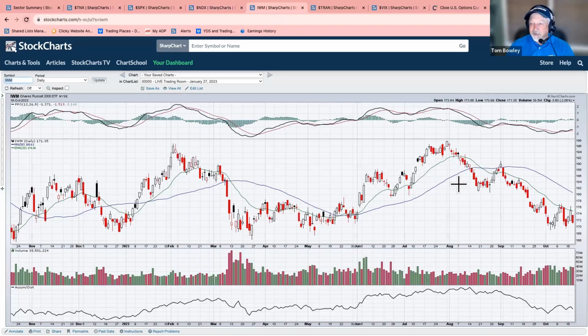Speaking of the IWM, here we are. So look at all these failures at the 20-day. I don't make this stuff up. Look at those false breakouts above the 20. There are three of them over the course of last week to week and a half. Now we're rolling back over.